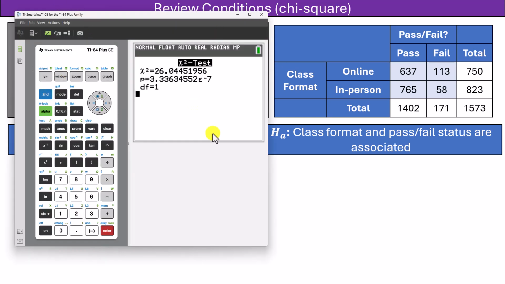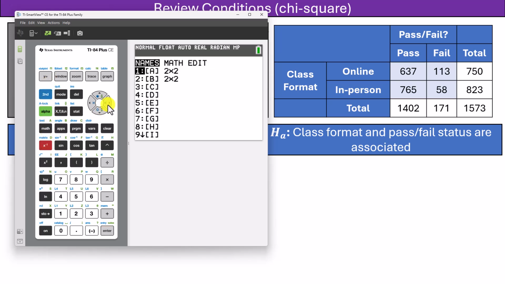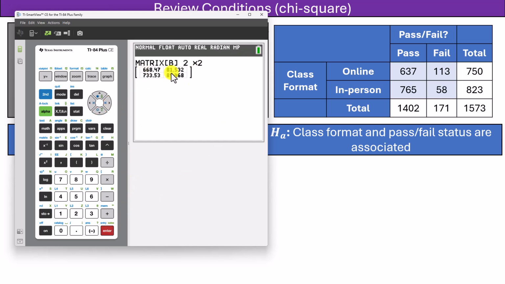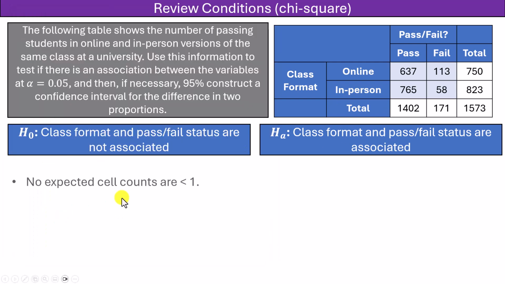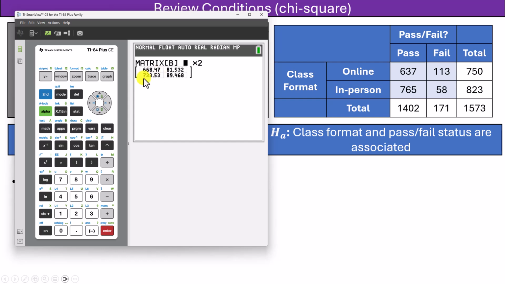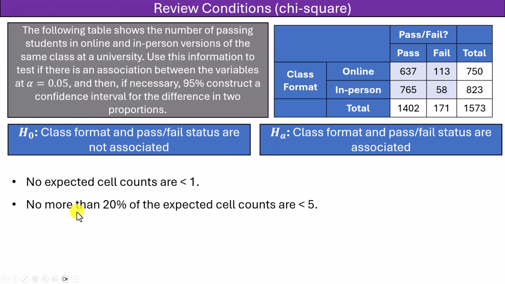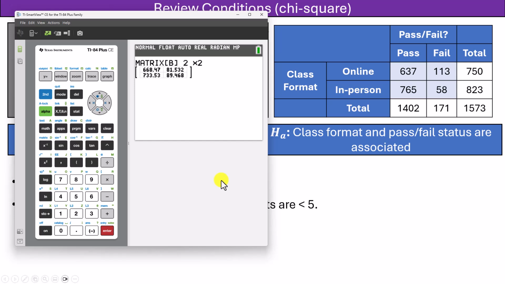And you might remember that once you run this test, you can go back into the matrix. So I can go to second matrix, and I can scroll back twice to the right, and then I can go and look at matrix B. And it has exported the expected value matrix into the matrix B. And one of the conditions all relate to these values. And basically if all the values are greater than 5, then you're good. The things that you're checking here is that no expected cell count is less than 1. None of those values are less than 1. And also that no more than 20% of them are less than 5. Well, none of them are less than 5 either. They're all plenty large enough, right?